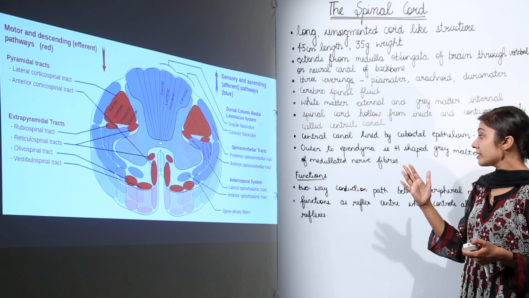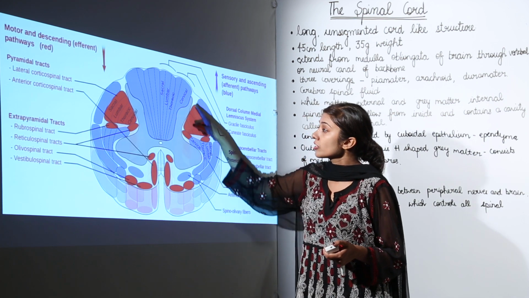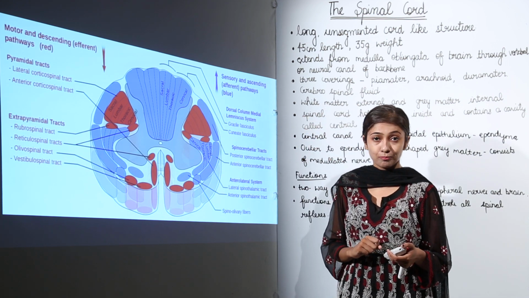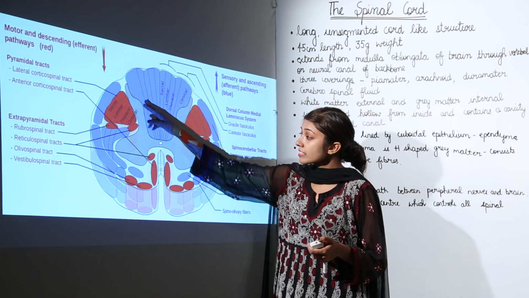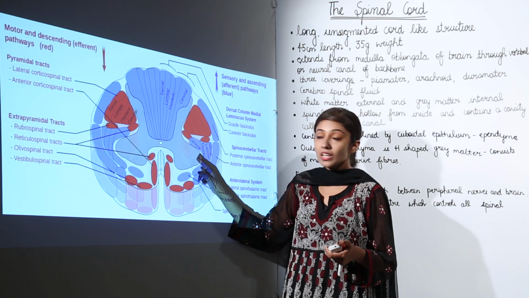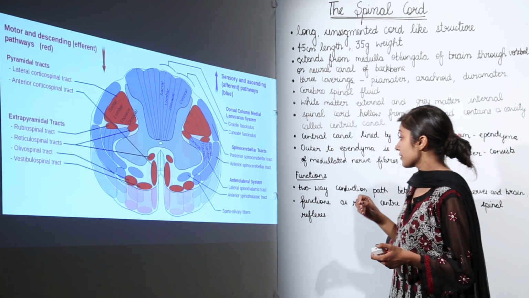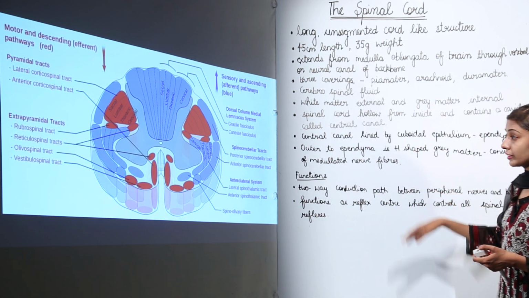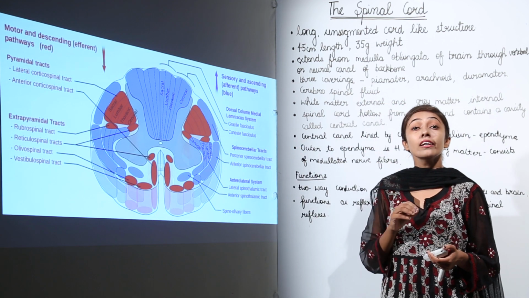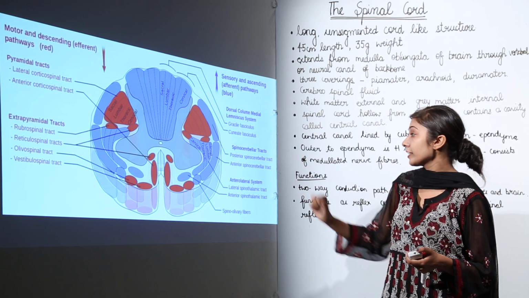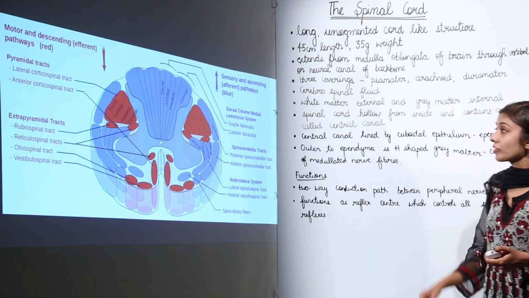Now outer to this ependyma there is H-shaped grey matter. You can see that this is actually the H-shaped grey matter, which is internal in position, and outer to this is white matter, right. And this white matter contains medullated nerve fibers. Now let's talk about the functions of the spinal cord.